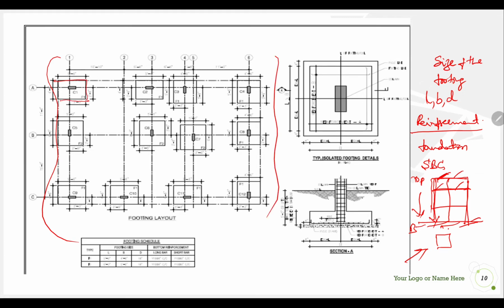I have this width and also I have a column here. Where do I need to place the column, either at the center or away from the center, eccentric or centric? All these things will be given in this, and the dimension and reinforcement will be given, and the depth of the footing below the ground level, all those things will be provided in the footing drawings.